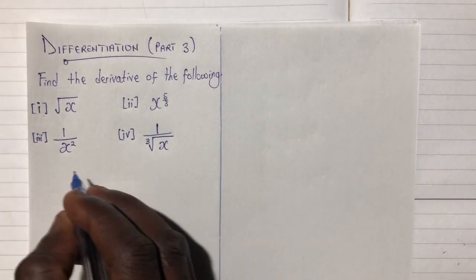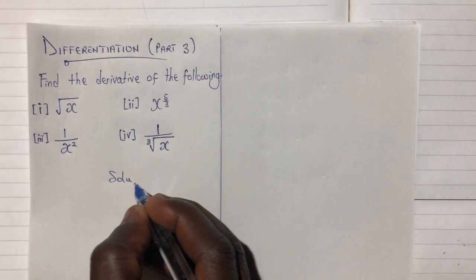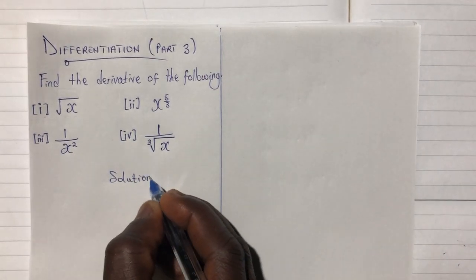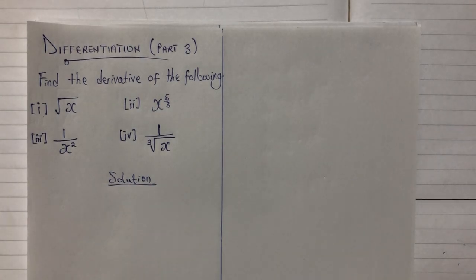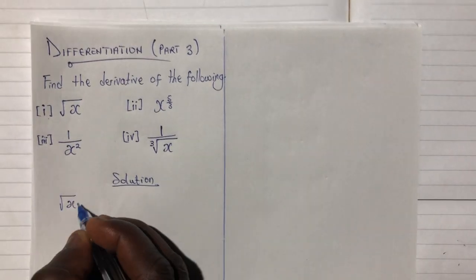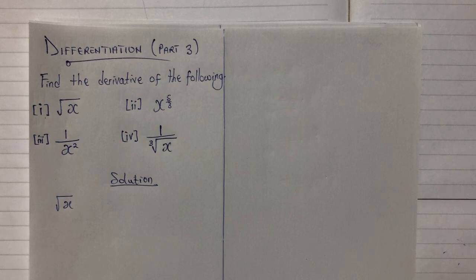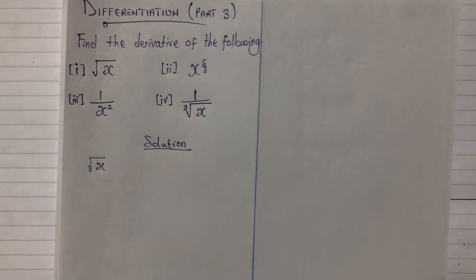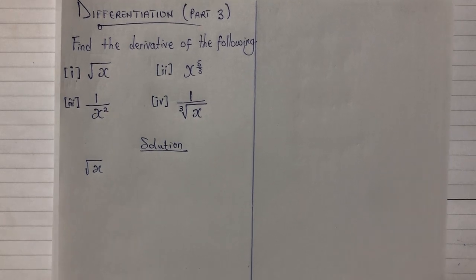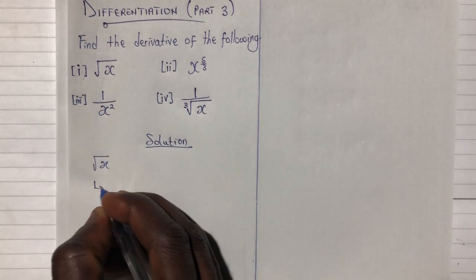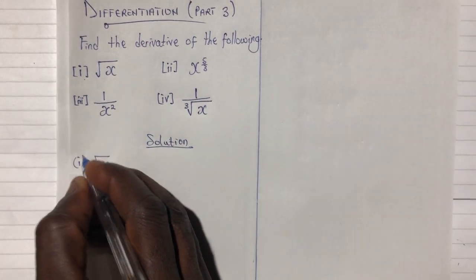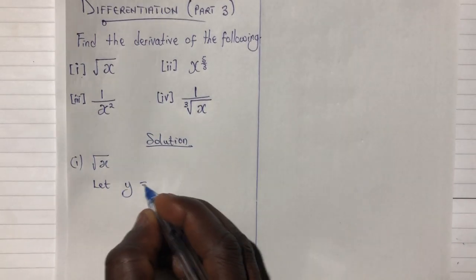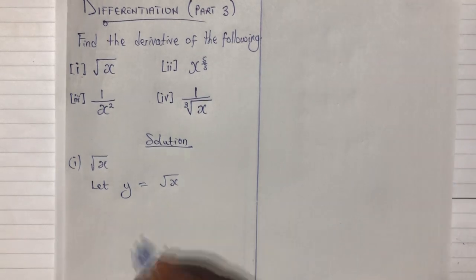For the first example, we have root of x, but we need to differentiate the function in terms of y and x, so changing y and changing x. All we need to do is to name the function and let it be equal to y. So for our first step, let y be equal to root of x.